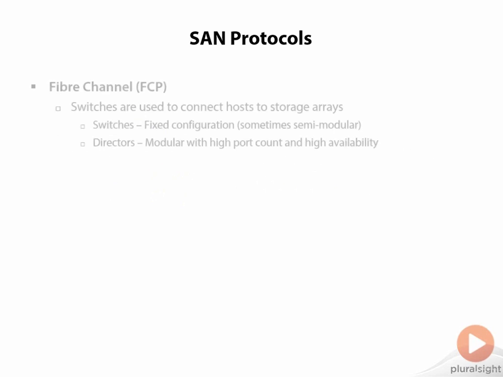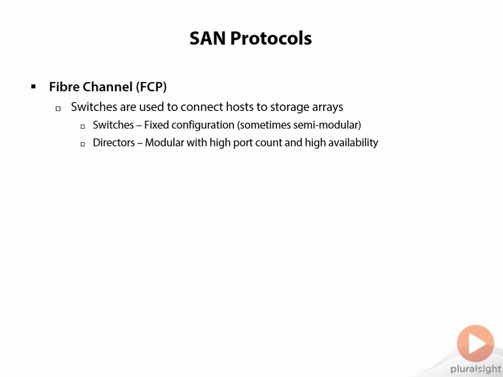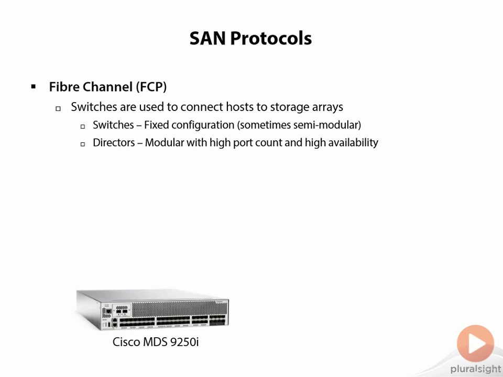Now the other thing with SAN that's a little bit different than what we have on the LAN side of the house is Fiber Channel uses switches, but they're a little bit different than the IP-based switches. Switches come in either a fixed configuration, in other words, a fixed port count, or a semi-modular approach where it can accept line cards. This would be an example of a semi-modular switch, a Cisco MDS 9250i. It's a SAN switch that would typically be used at the edge of your network.